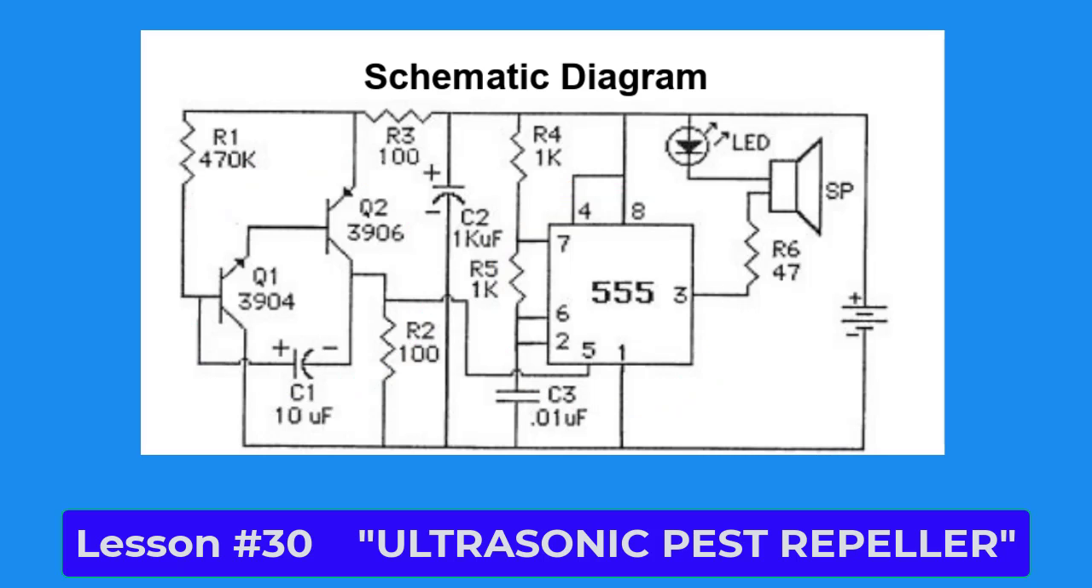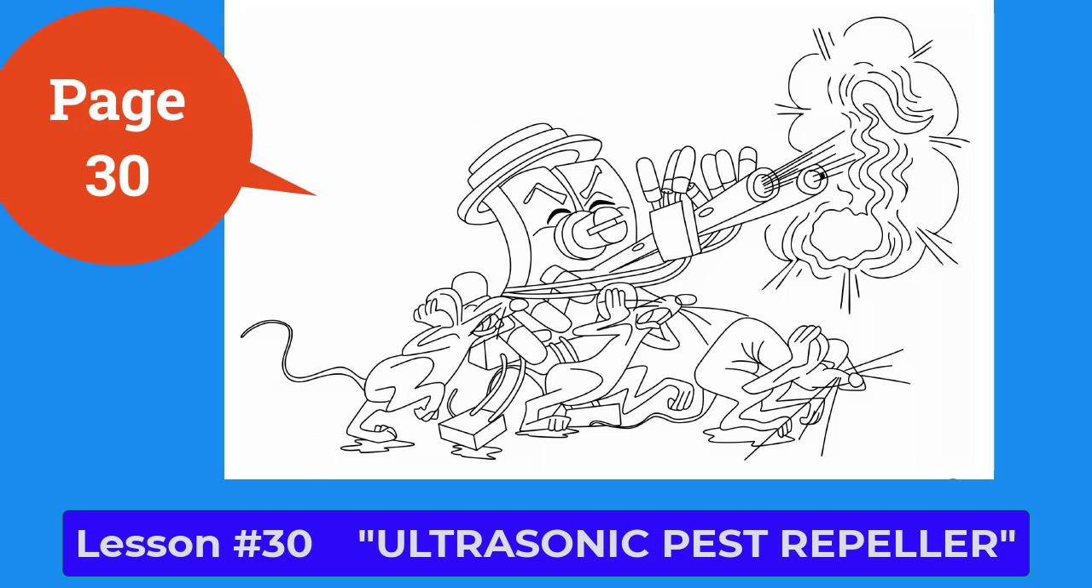On page 30, you see that the artist shows the Mr. Circuit robot playing a flute to attract rats, like in the story of the Pied Piper. This circuit is actually doing the opposite. Its purpose is to repel rats and other pests.